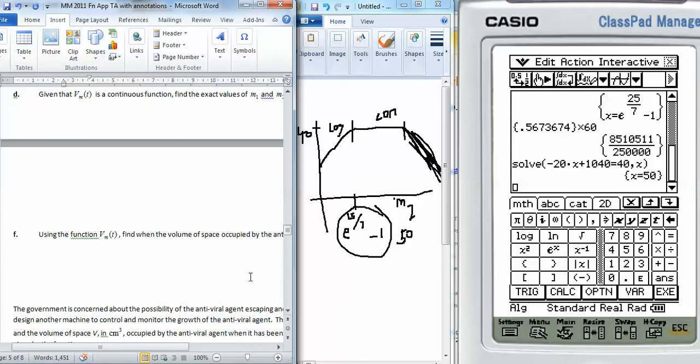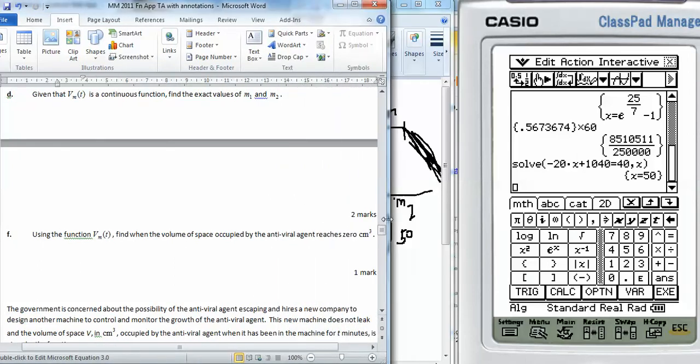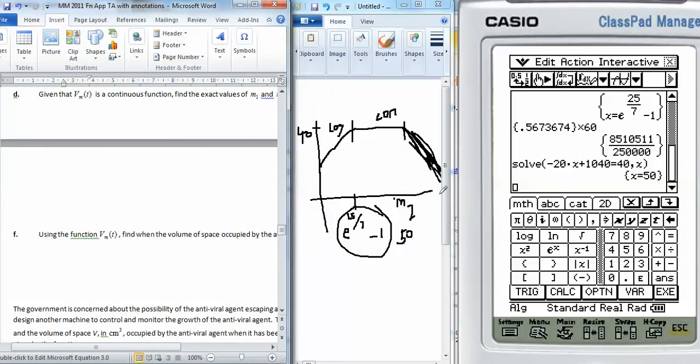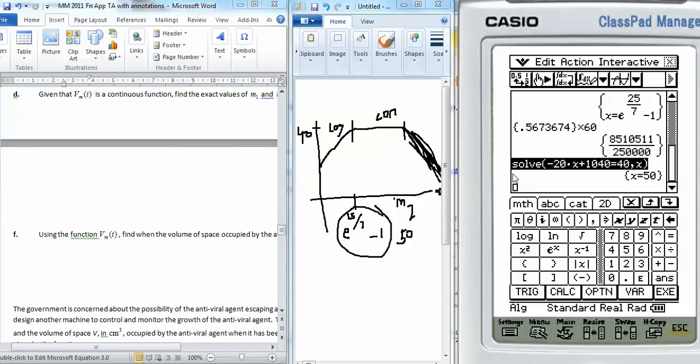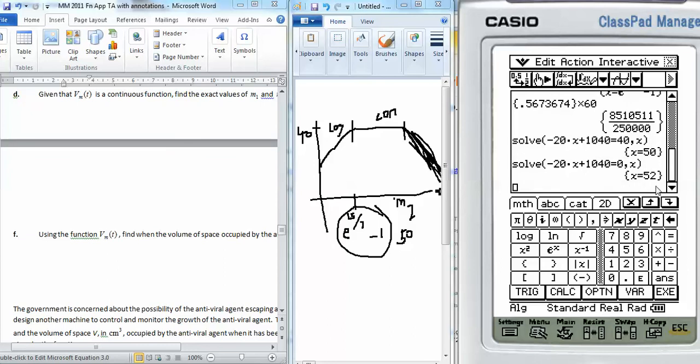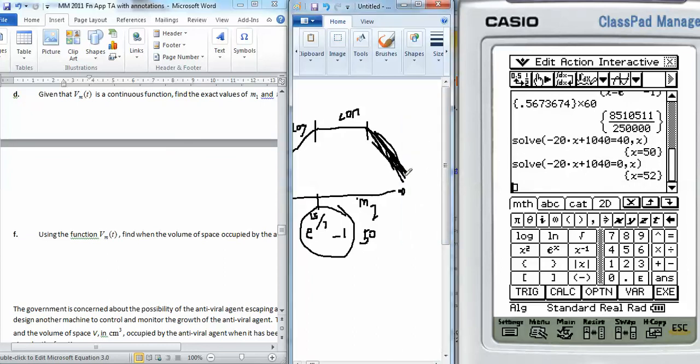Using this, find out when the volume will equal 0. It will equal 0 when this linear gets down to 0. So I take this answer and I make it equal to 0, and then I solve for x, and it tells me it's at 52. So I'll get down to 0 at time 52.